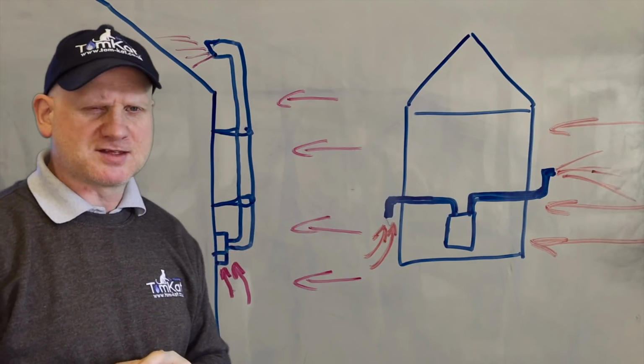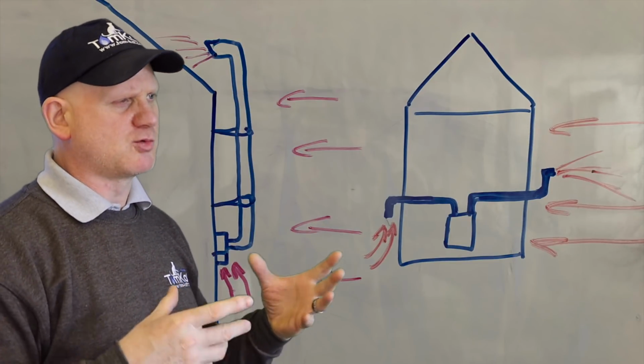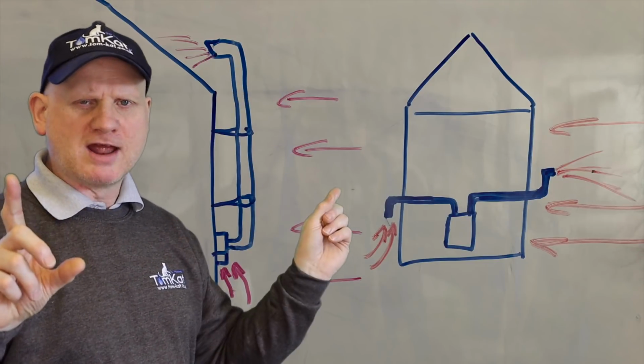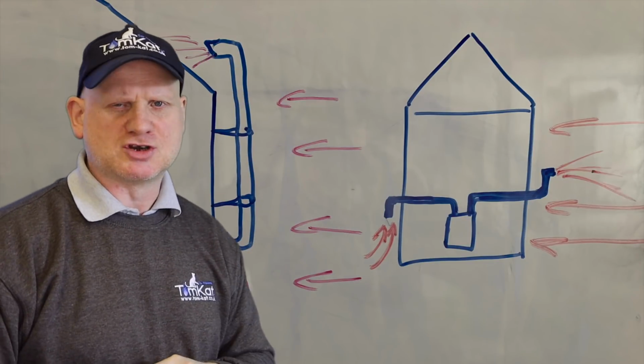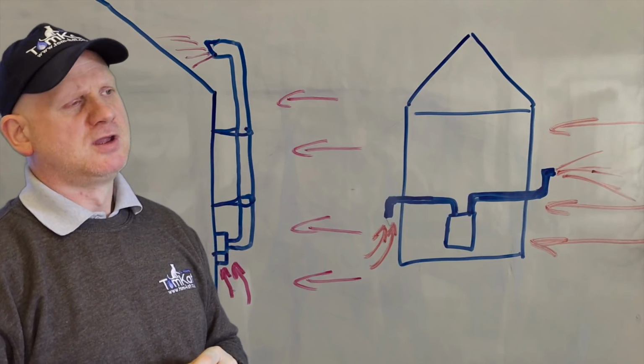And then the other one on this side here is something like a Keston boiler, where it's a twin flue system, where it's drawing the air from one end of the building and putting the products of combustion out on the other. They've got to be in the same pressure zone.